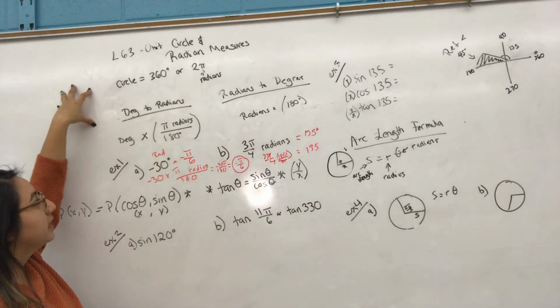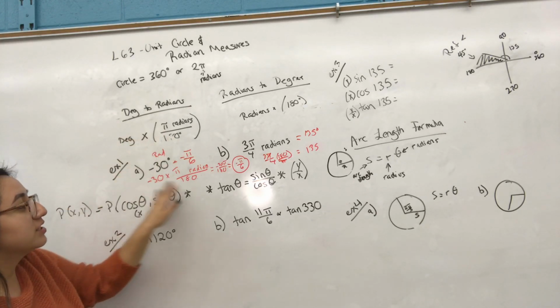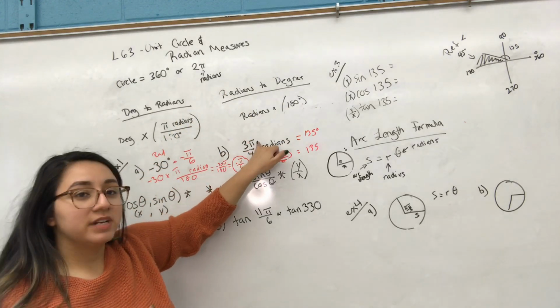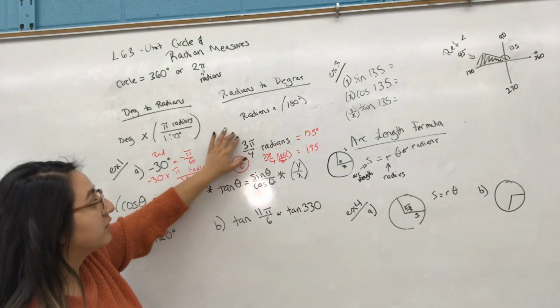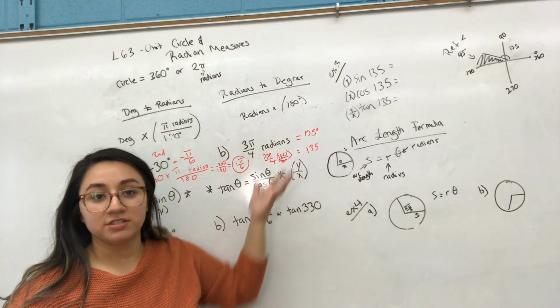Again, for degrees to radians, you're multiplying by radians over 180. So you're going to have a fraction, simplify the fraction. For radians to degrees, don't worry about the radian sign. Just multiply the fraction 3/4 by 180, and you'll end up with your degrees there.